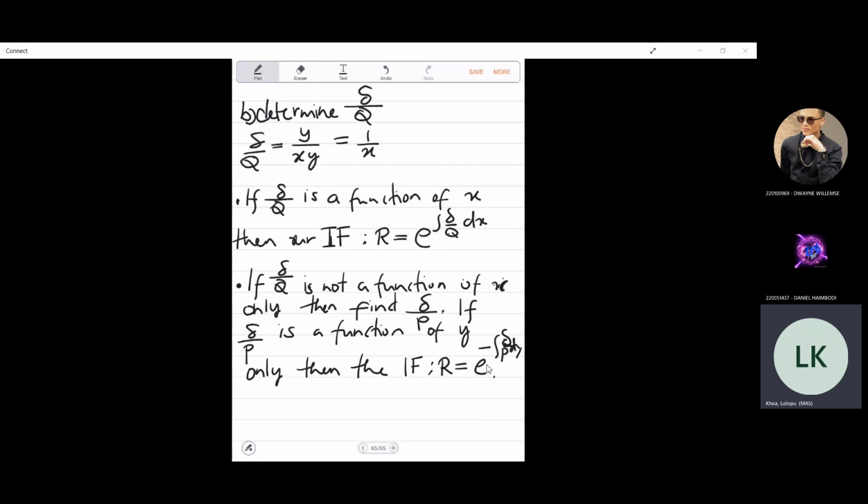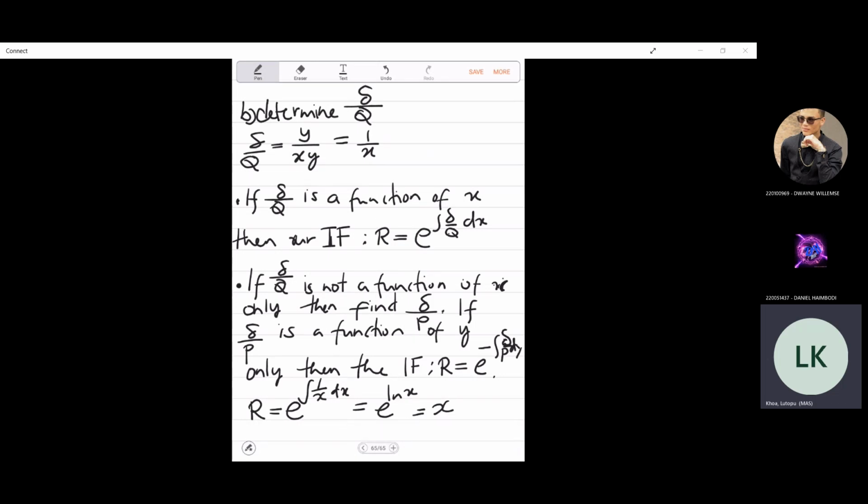We continue with our example. We found delta, which was y, and then we divided by Q first. We see that we get 1 over x. 1 over x is a function of x only, there's no y, so we are in case number 1. So we determine our integration factor. This is e to the power of the integral of 1 over x dx, which is e to the power of ln of x. With your integration factor, you don't add a constant. We are just interested in the function part. All constants are gone. So e to the power of ln of x is equal to x.